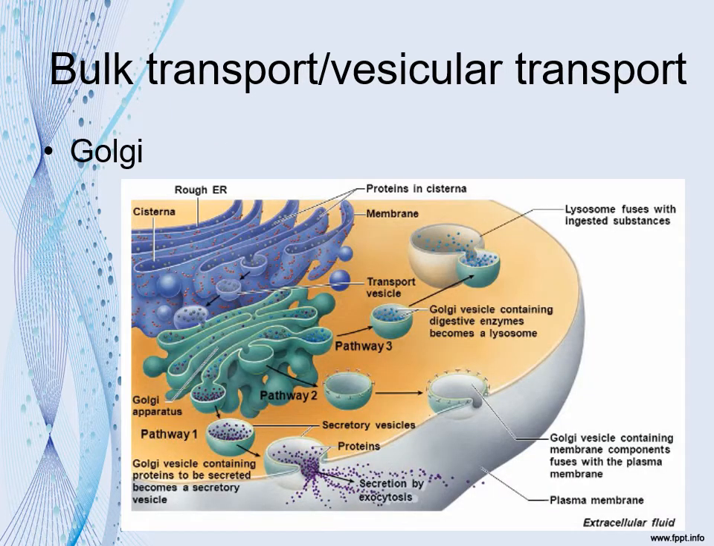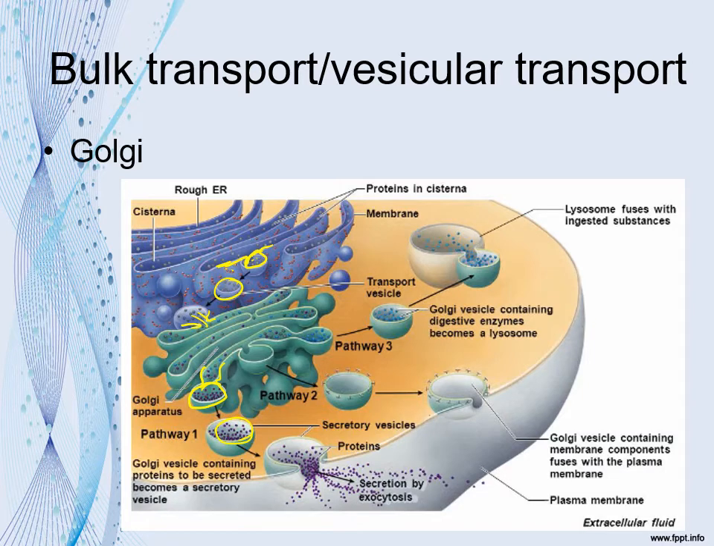So backing up, what we just looked at on the previous slide, here we've got our rough ER, we've got our bound ribosomes, we made some proteins. We're going to pinch off that membrane to make a vesicle. That membrane vesicle can then merge with the Golgi apparatus's membrane and dump all that stuff into the Golgi. The Golgi will do its job, and then it's going to make another bulge, which will then get pinched off.